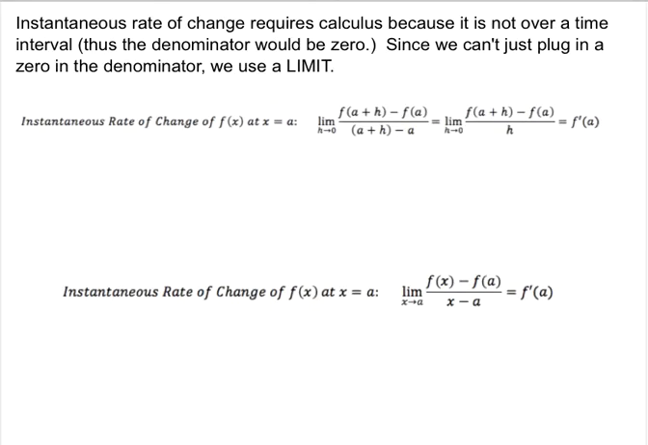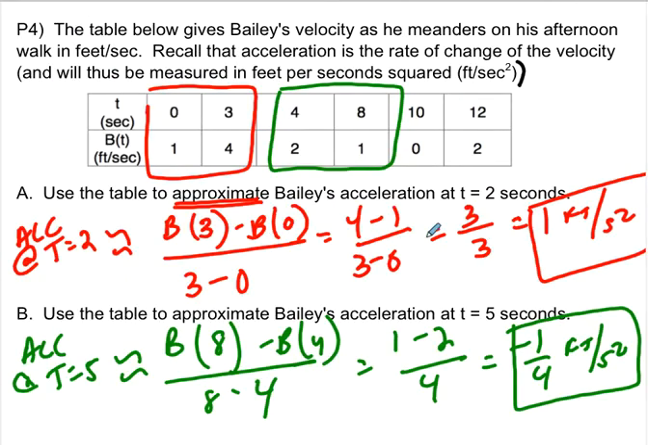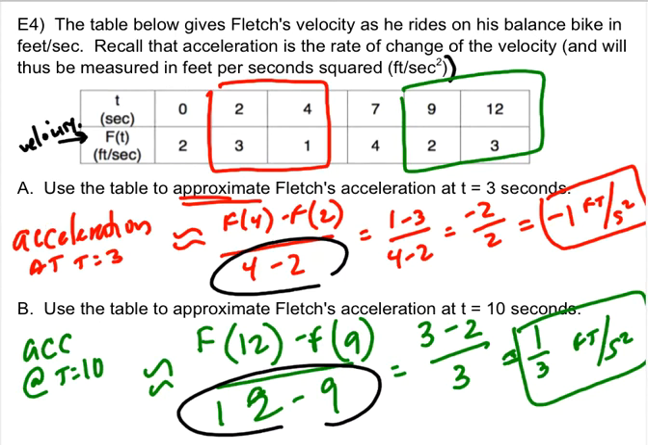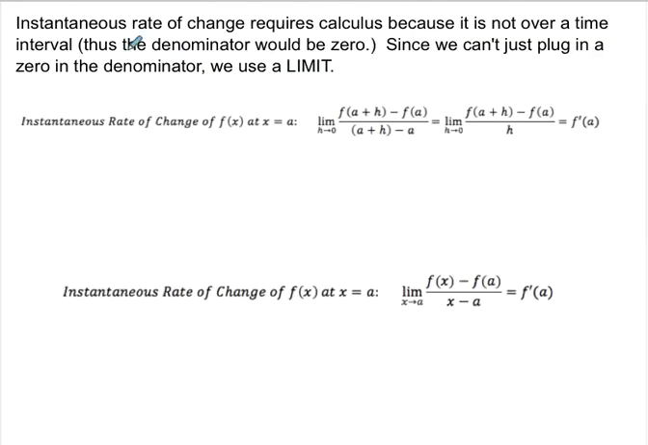All right, so let's talk instantaneous rate of change versus average rate of change. So instantaneous rate of change requires calculus because it's not over a time interval. If you go back to all of these, right, this average relied on using a time interval. There was a window of time. Well, the problem is that if you don't have a time interval, then you're dividing by 0 in the denominator, which you're not supposed to do, right? So you can't divide by 0 in the denominator, so we need calculus. We need the concept of a limit in order to find instantaneous rate of change.